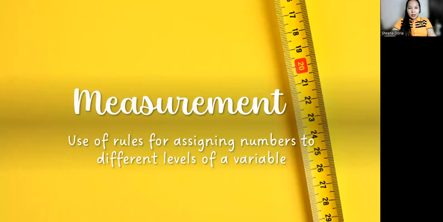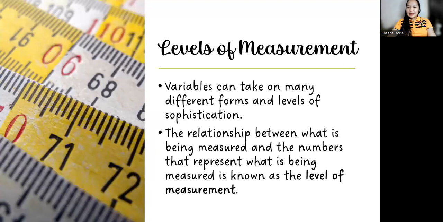So I know that measurement or measure is such a common word, and as discussed earlier, in research we are expected to measure. And numbers, when we measure it, they mean a lot of things. Okay, so measurement is the use of rules for assigning numbers to different levels of a variable. Variables can take on many different forms and level of sophistication. The relationship between what is being measured and the numbers that represent what is being measured is known as the level of measurement. So if you have read in advance, you know that there are four levels of measurement.